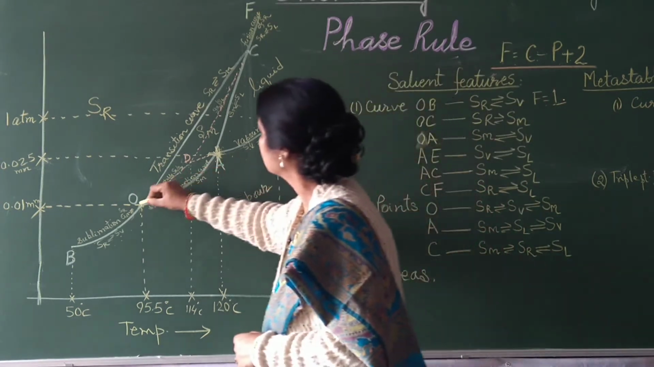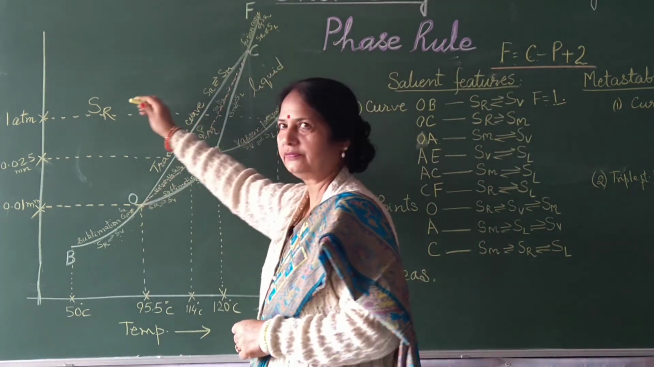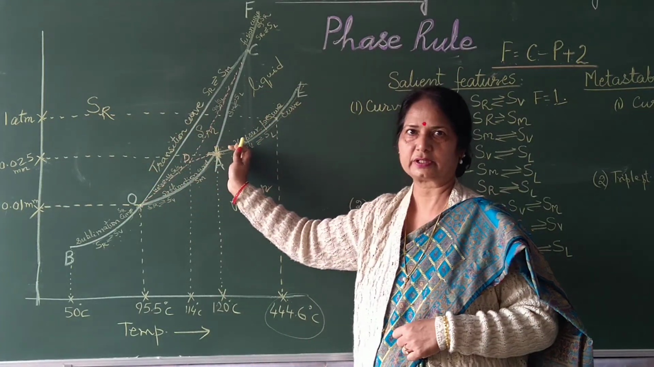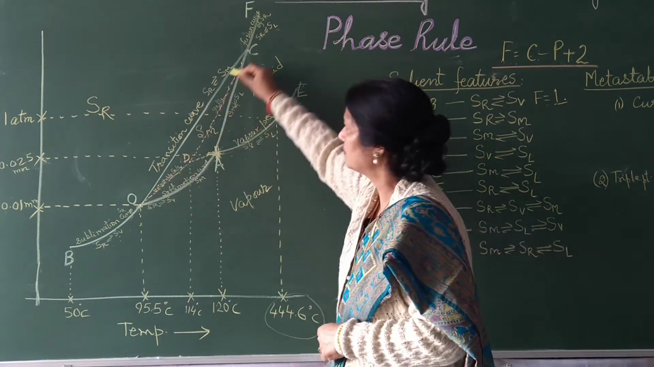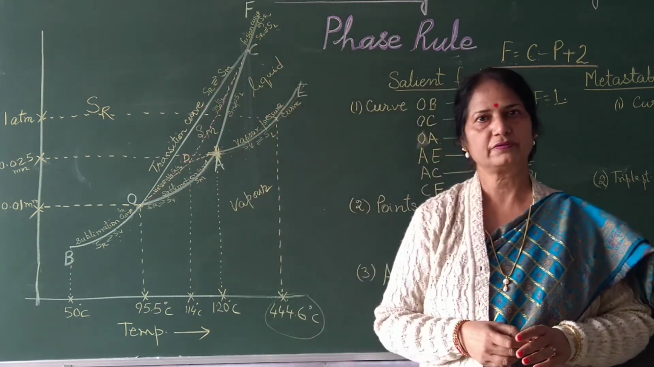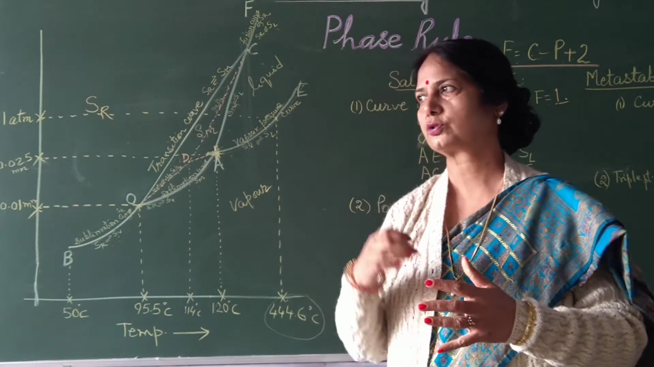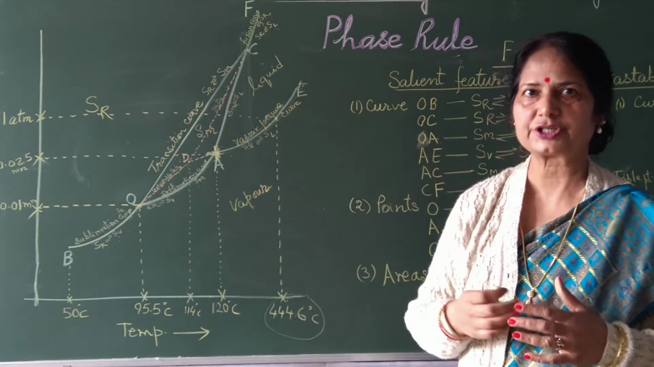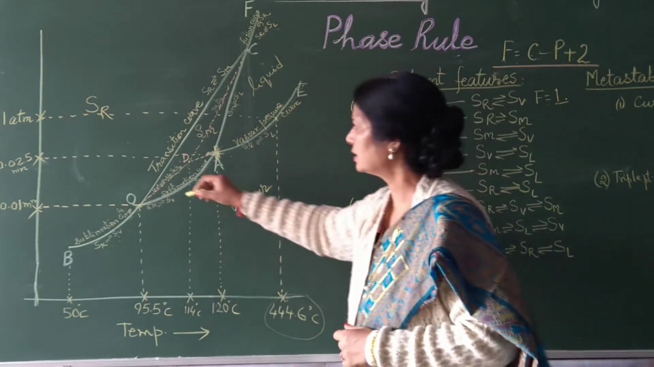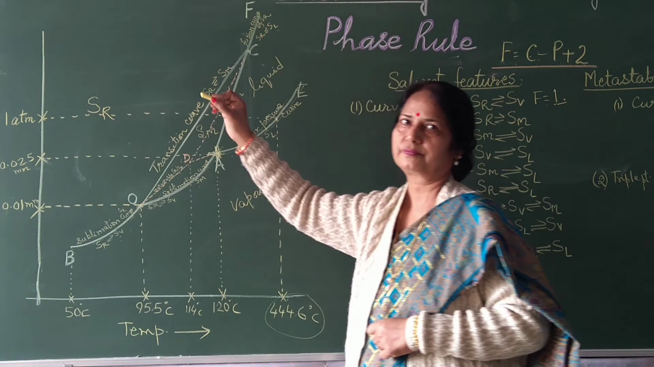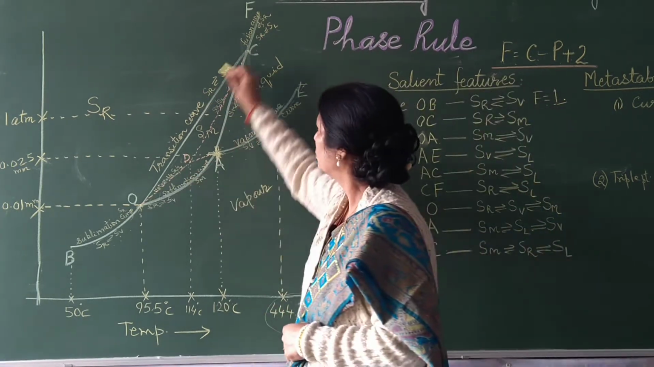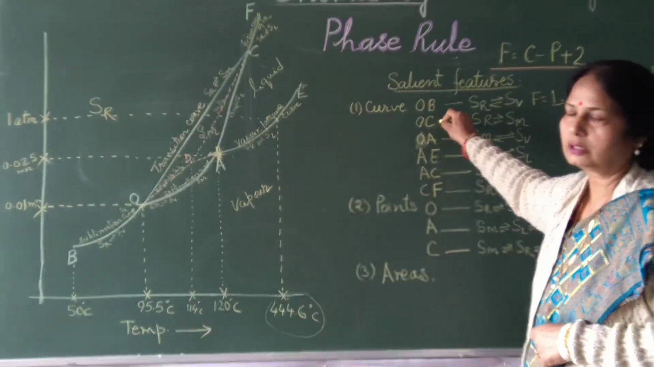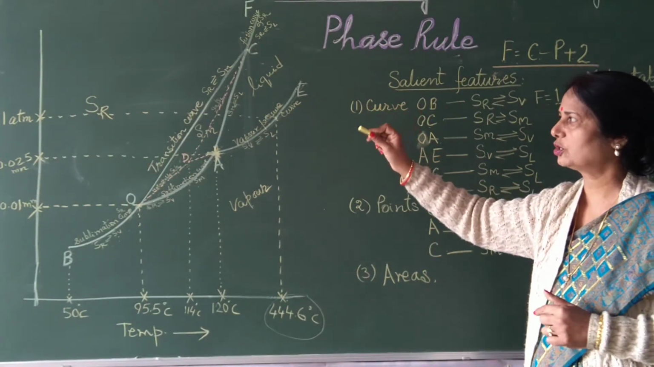Now let's see this curve OC. As we can see, here we have the rhombic sulfur, and here is the monoclinic sulfur. And this curve represents the transition curve of sulfur, when the rhombic sulfur changes to the monoclinic sulfur. This curve OC represents the effect of pressure on the transition of sulfur.